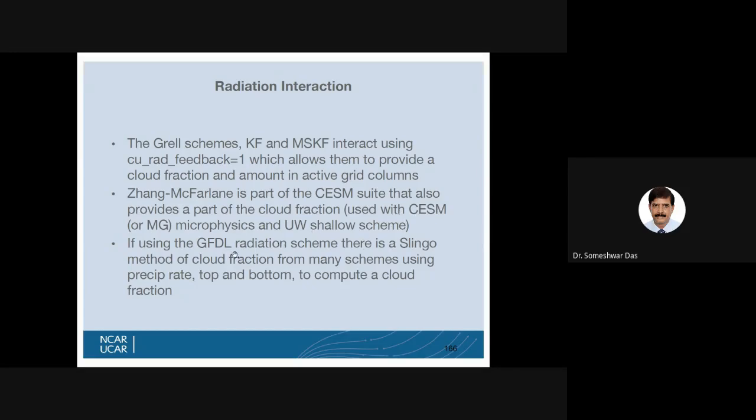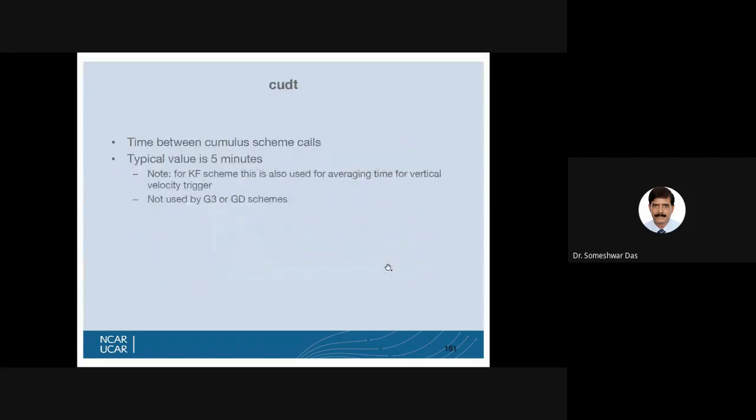If you are using the GFDL radiation scheme, there is a Slingo method of cloud fraction. We have studied this Slingo method, I guess, earlier in our theory class. This is the simplest one, Slingo's method. From many schemes using precipitation rate, top and bottom to compute a cloud fraction. From the simplest scheme like Slingo to complex schemes like TDK are available for computing the cloud fraction.